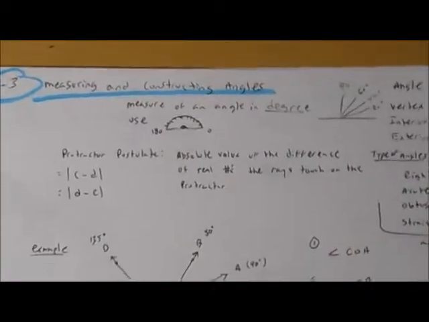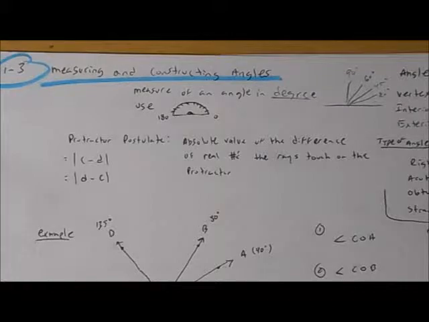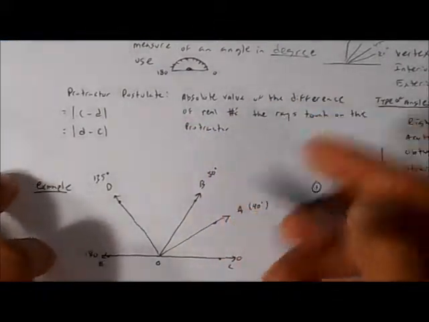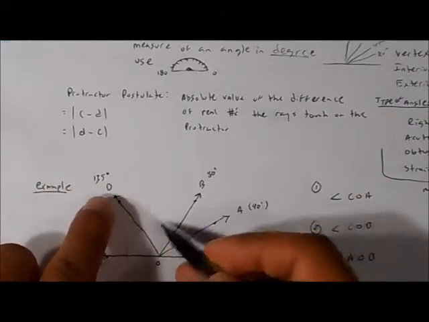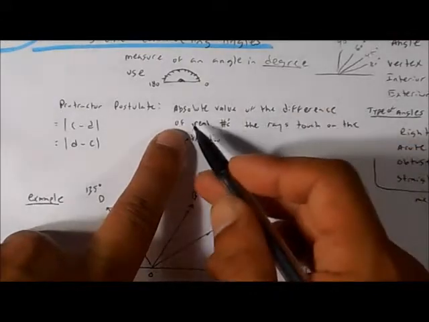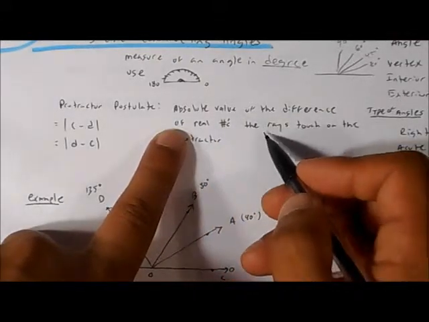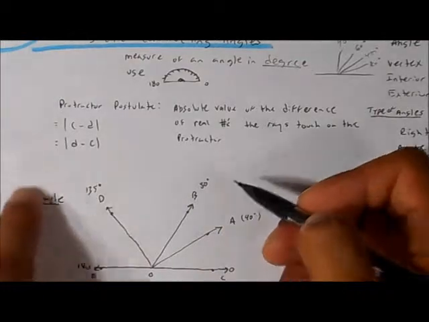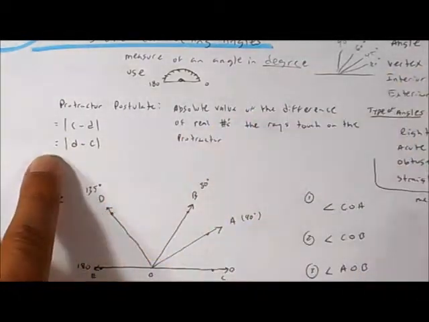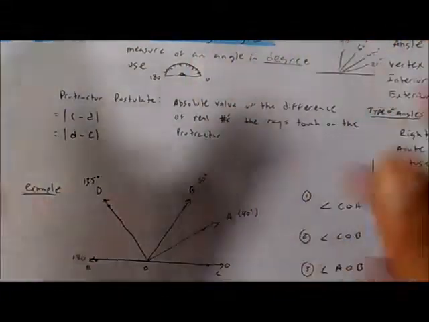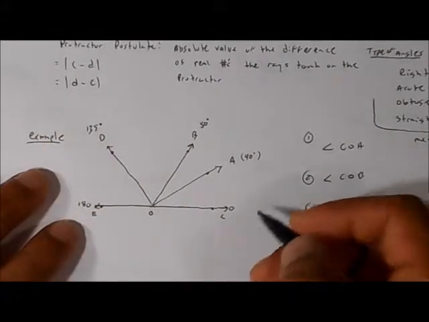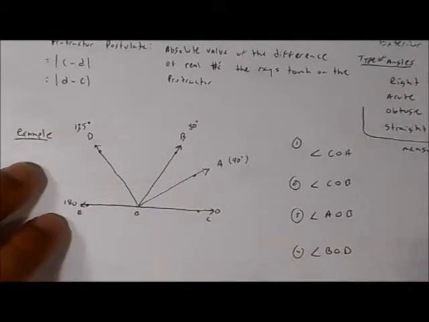Now, for protractor postulate, all it is is that we're using a protractor to find the amount of degrees between different angles. So the measure is the absolute value of the difference of the real numbers where the rays touch on the protractor. This is our formula here: C minus D or D minus C. I just kept it really simple so it's a whole lot faster to pick up. And now let's go ahead and go with our examples.